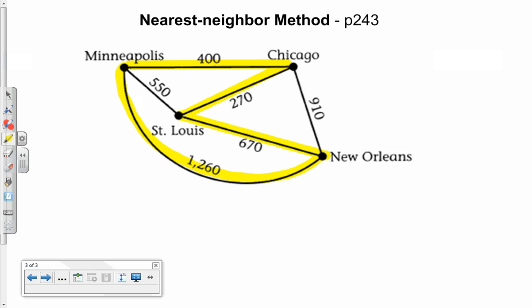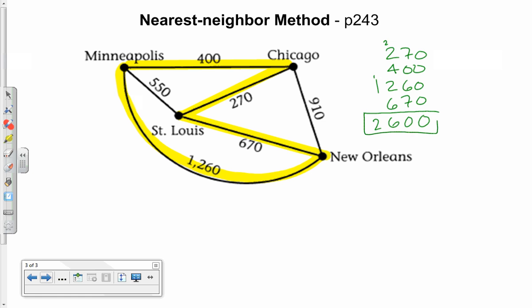So now the next step we do is we come in here and say, okay, great. Now you take these distances, 270 plus 400 plus 1260 plus 670, and add all that up. Total distance 2,600. Done. Is that a little bit quicker than the previous one?